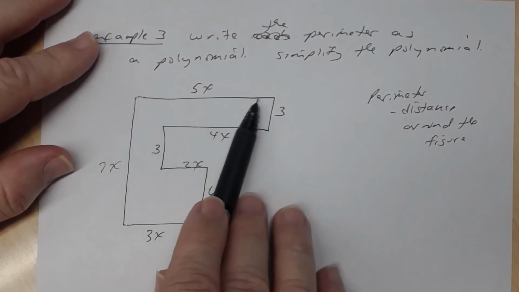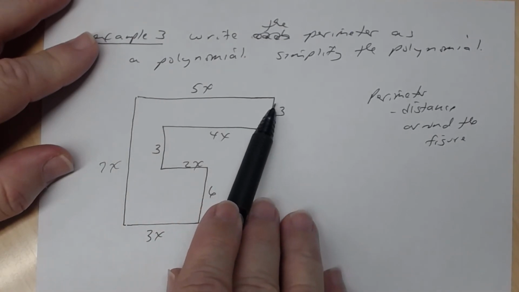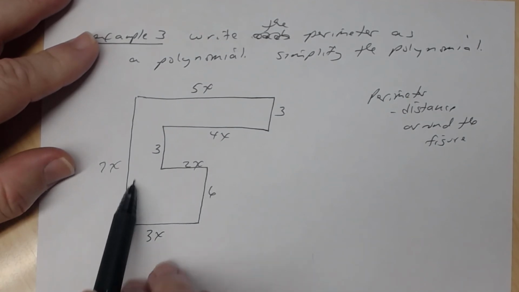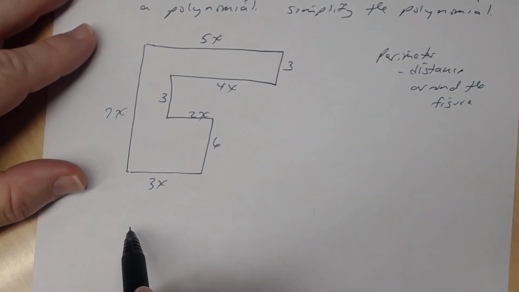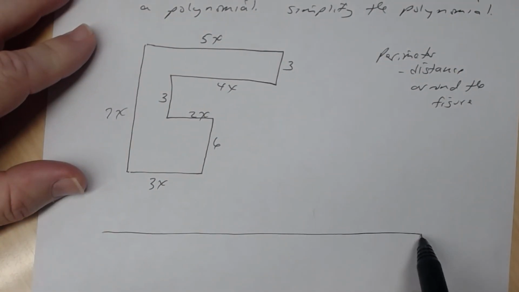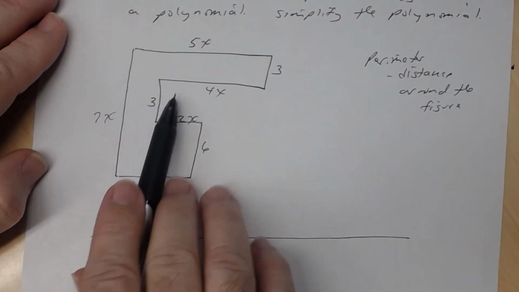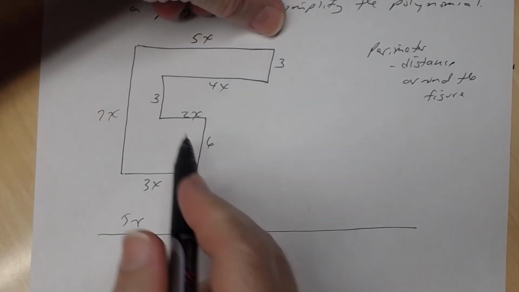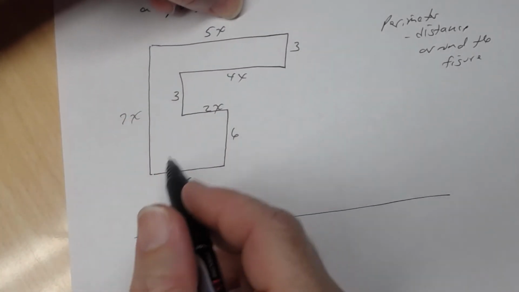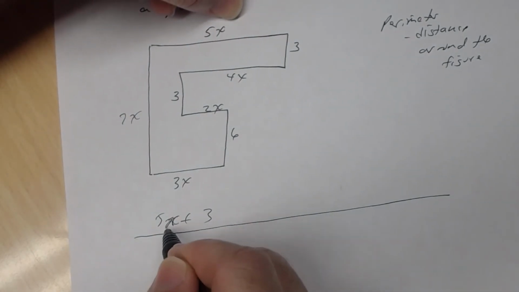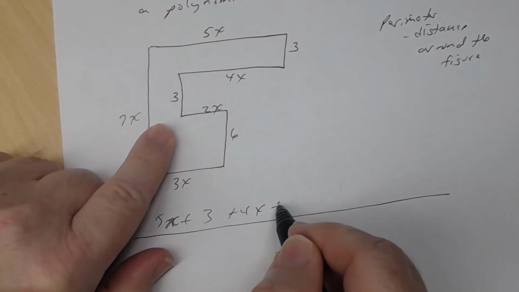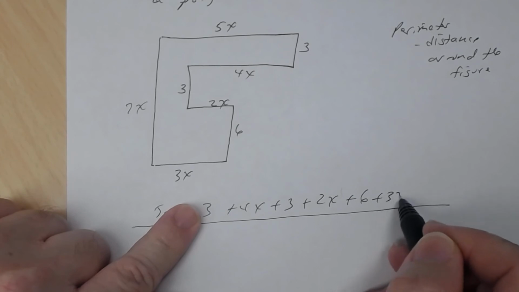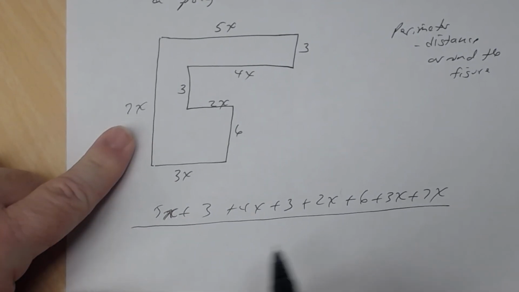So it's kind of like if you walked along a path. You have this straight path, this straight path, this, this, and then this. Okay? Just like you did earlier, you're going to write the polynomial. It does not matter where you start. We're just going to start at the top side. I'm going to say 5x, and I'm going to go clockwise. So 5x plus 3, that's an x, plus 4x, plus 3, plus 2x, plus 6, plus 3x, plus 7x. And then we're going to simplify.